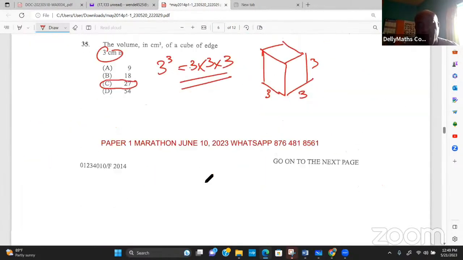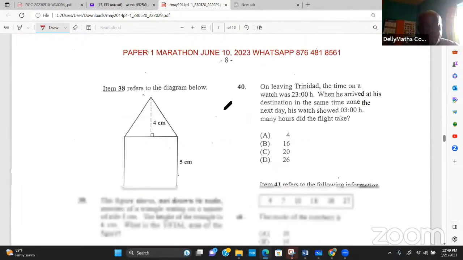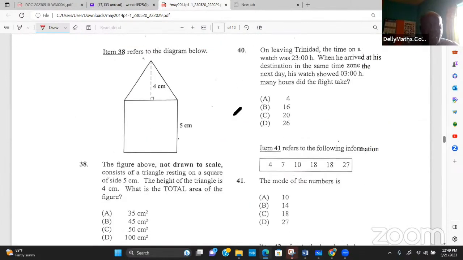That's 37. We're at 38. Item 38 refers to the diagram below. It says the figure above, not drawn to scale, consists of a triangle resting on a square. We have the information of a side length 5. So this is 5, this is 5, that means this is 5. It's a square. The height of the triangle is 4. What is the total area?